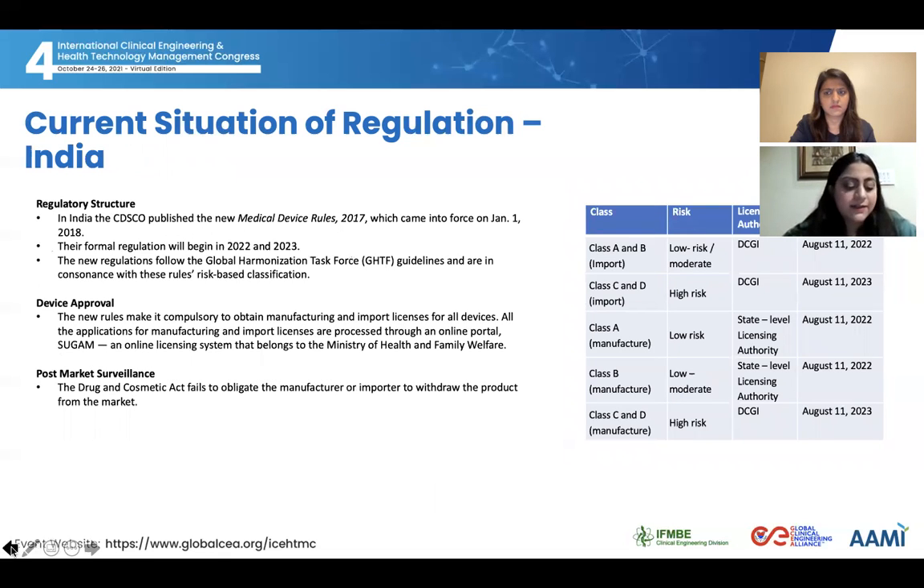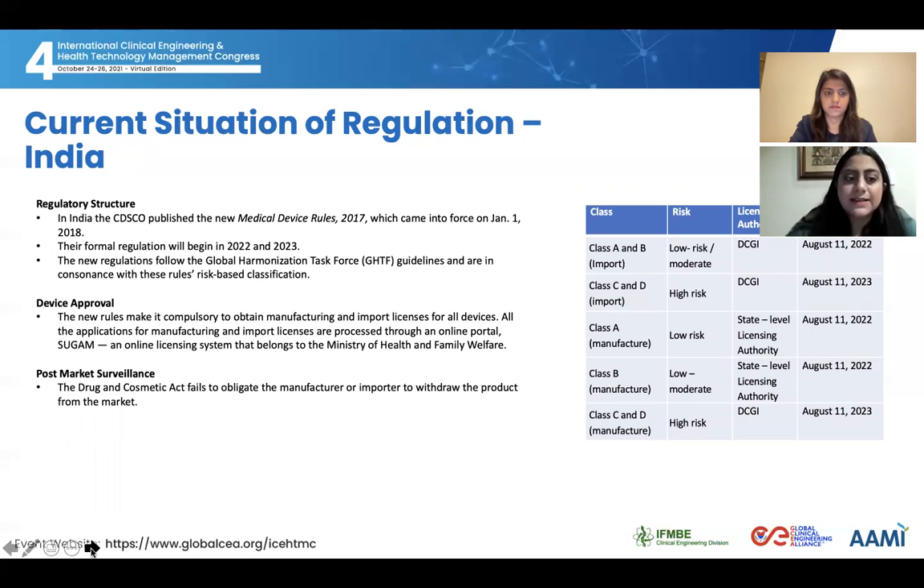In India, medical devices were not formally regulated until January 2012, and they will be regulated under the Draft Medical Device Rules 2012 under the Drug and Cosmetics Act 1940. The risk classes are as per the GHTF guidelines, Class A, B, C, and D, D being the highest. Regulation will be done through an online platform called Sugam, and post-market surveillance will come once the regulation starts.